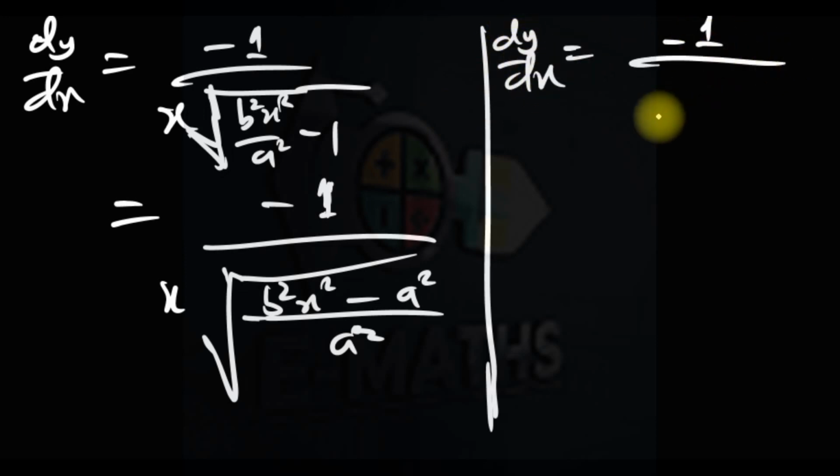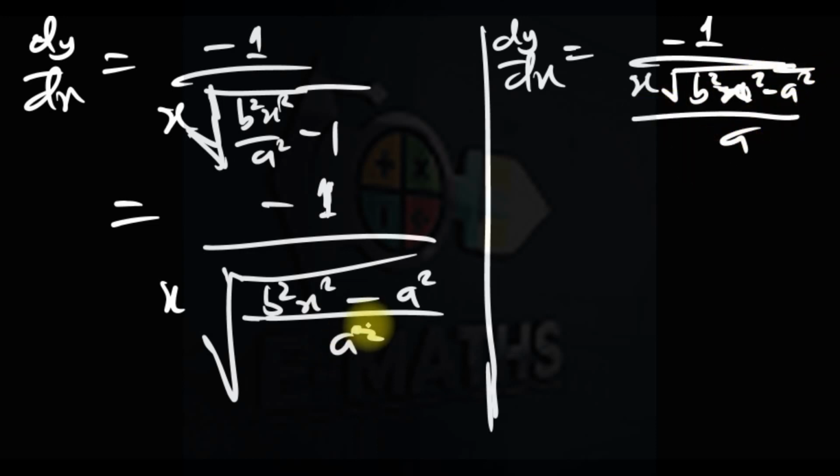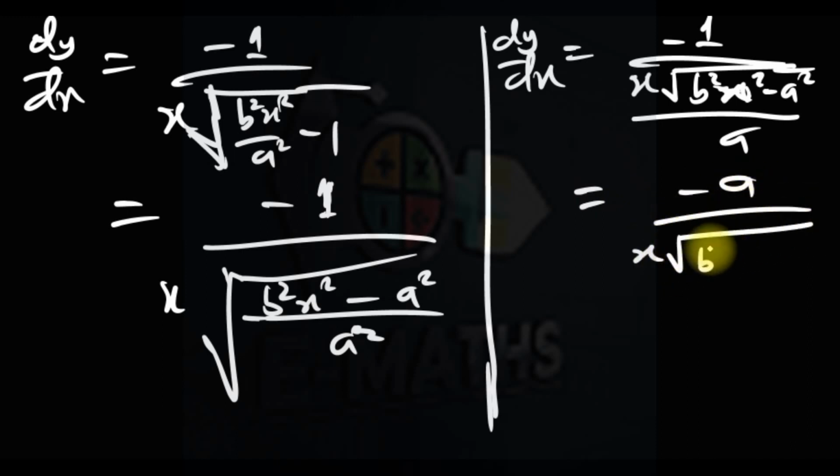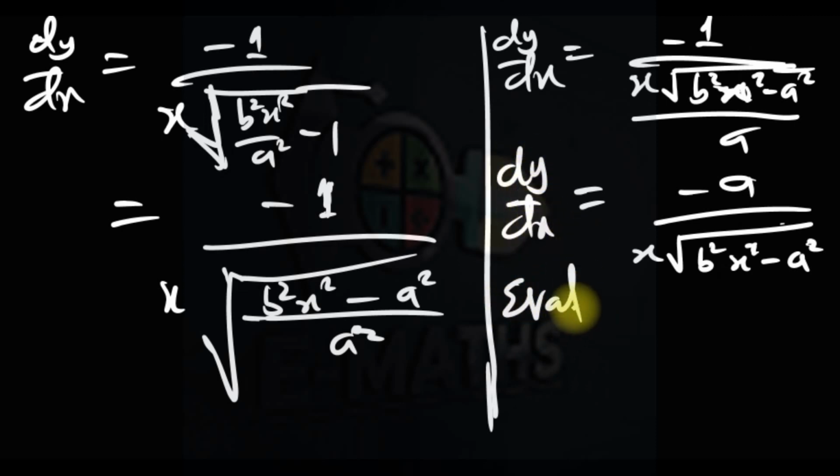So I have minus 1 over x times the square root of b squared x squared minus a squared over a, because the square root of a squared is a. And you know this divides by this, so we can write this as minus a over x square root of b squared x squared minus a squared. So that's the derivative.